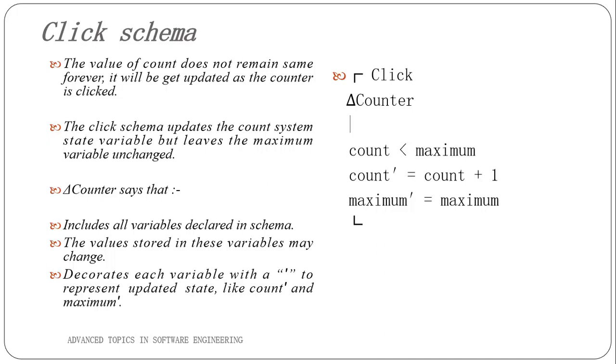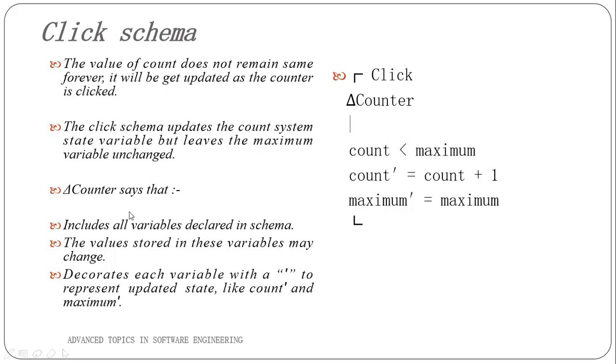So on the right hand side of this screen, we can see that in this Click schema, count will be updated as count' equals count plus 1, and maximum is unchanged, that is maximum' equals maximum. So first of all, before that, we have written here Delta Counter. So what is the significance of this delta?